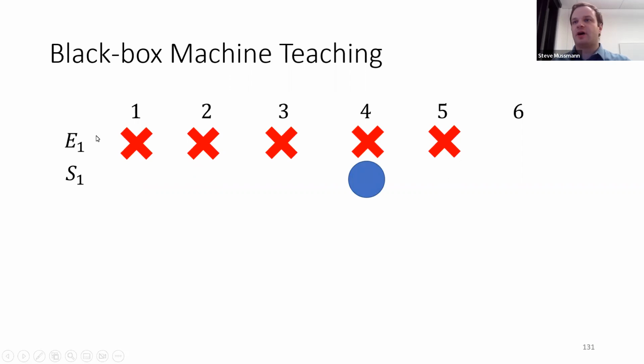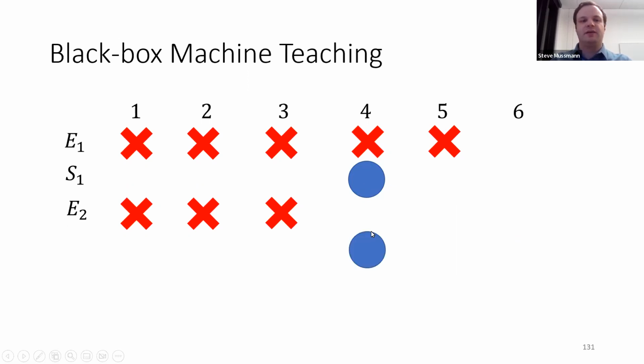Then our algorithm picks a teaching set, S1, let's say just the fourth point. Then the learner returns some hypothesis or corresponding error set that is not intersected by anything in the subset. And we include the data point from S1, but also get to add one more data point to intersect E2.